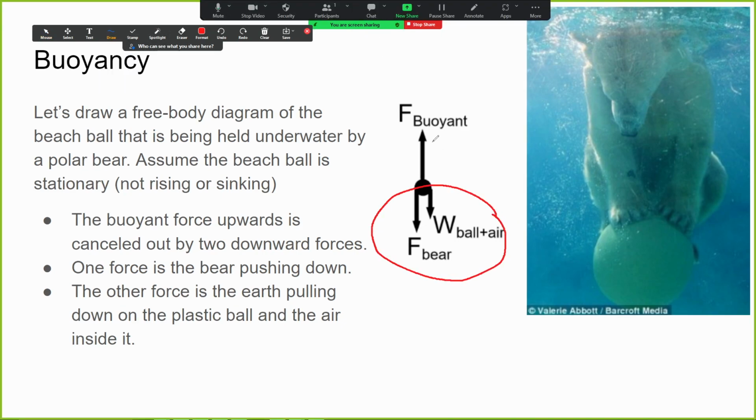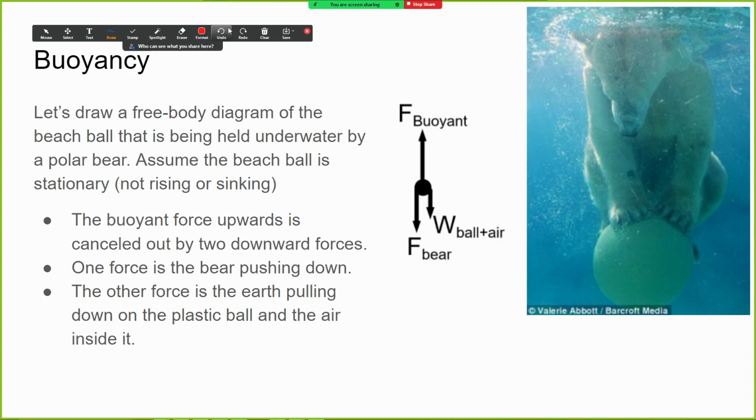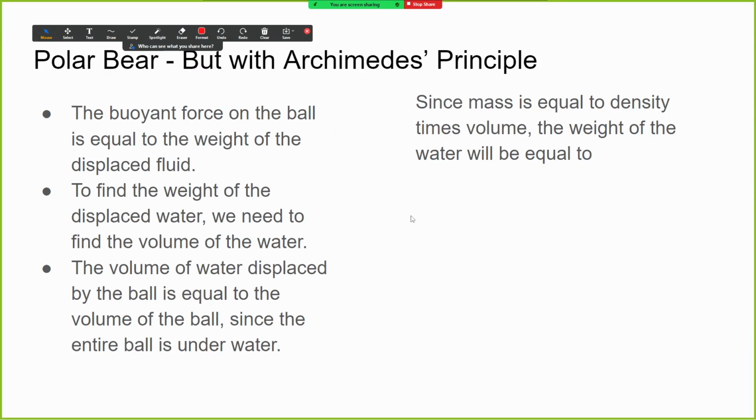These are what are going to balance out the buoyant force, assuming that the ball is not moving. So if we talk about this polar bear, with Archimedes' principle, the buoyant force on the ball is going to be equal to the weight of the displaced fluid. So remember, that's the mass of the fluid times g.